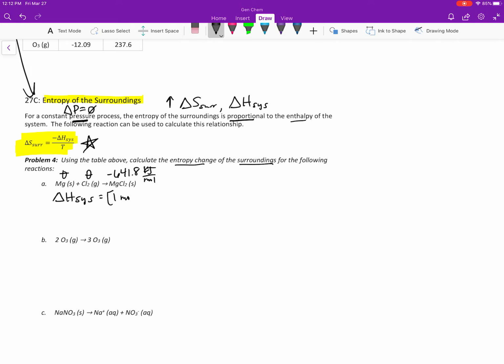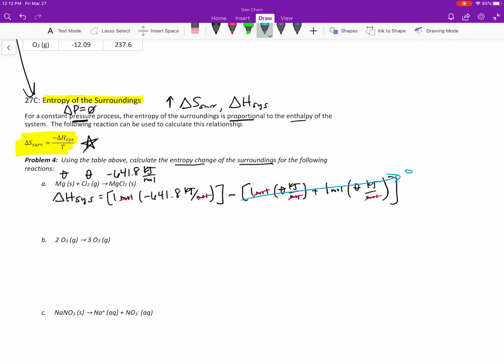So I'm going to have 1 mole of magnesium chloride times the negative 641.8 kilojoule per mole in the bracket, minus the 1 mole of magnesium solid times 0 kilojoules per mole. So I usually write these out just to make sure that I'm subtracting the reactants and products correctly, and also just in case I make a mistake. And I'm going to do the same thing for chlorine. So the moles will cancel out all the way across, and additionally this entire subtraction part will go to 0. And so what that leaves me with is the enthalpy of the system is negative 641.8 kilojoules.